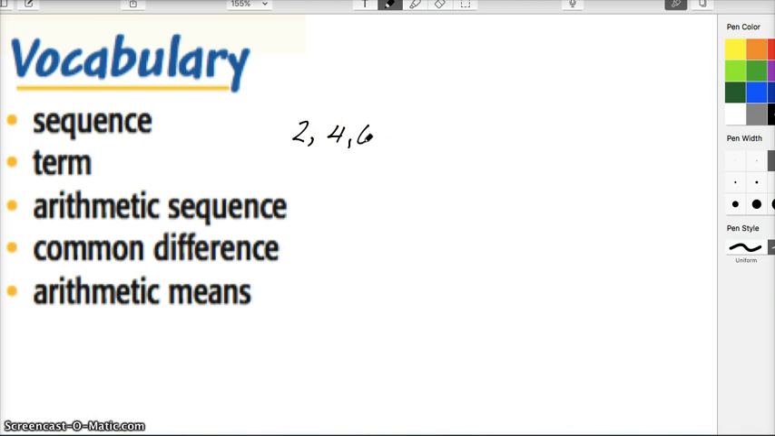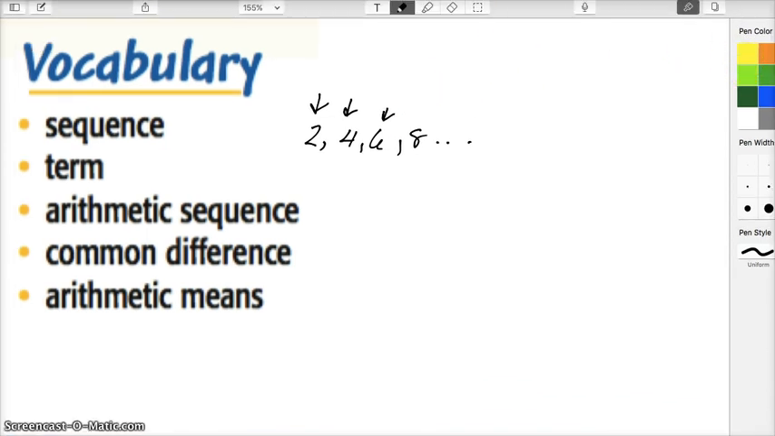So this is a common sequence that you all are familiar with, right? We've got the sequence of even numbers 2, 4, 6, 8, and so forth. Each of these numbers in the sequence would be considered a term. So a term is just one of the values of the sequence. When we talk about sequences, we actually number them. So we might call them the first term, the second term, the third term, and we will use a subscript to refer to them. So 4 is the second term of the sequence.